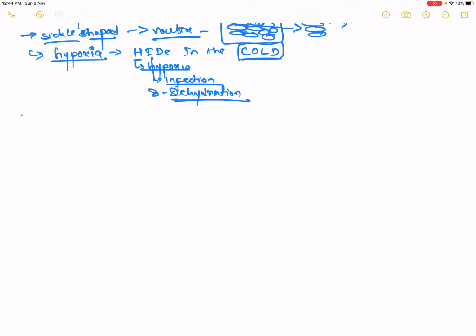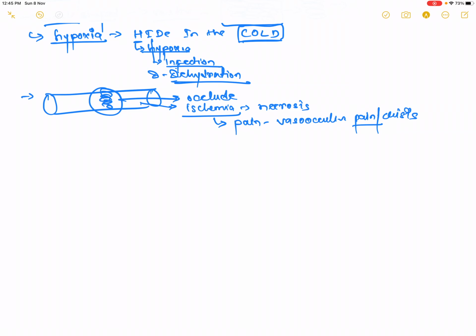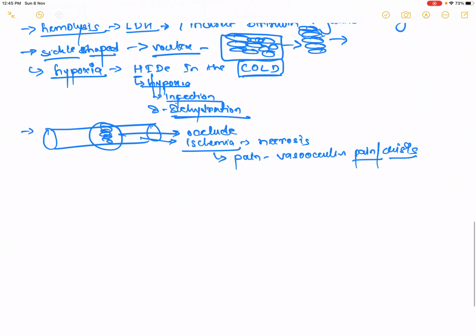So when rouleaux formation happens, basically this is a vessel. They can occlude this vessel. So once they occlude this vessel, the organ distal to this occlusion will suffer from ischemia. If the ischemia prolongs, there may be necrosis. So due to this ischemia, there will be pain, which is known as vaso-occlusive pain or crisis.